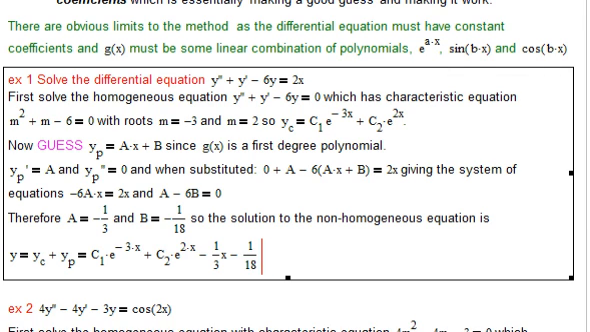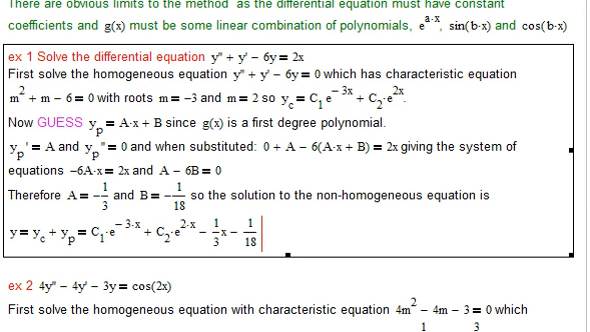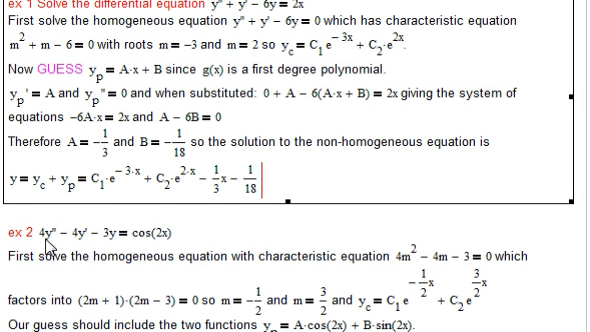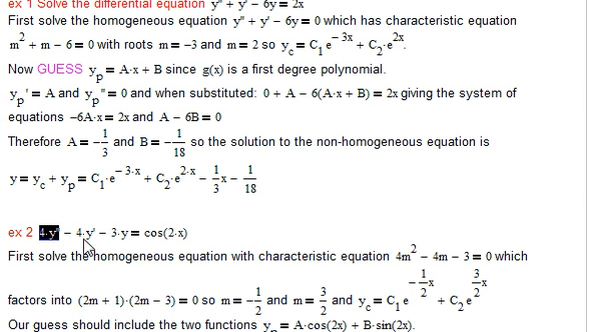So let's look at another one. Okay, here's a second example: 4y double prime minus 4y prime minus 3y equals cosine of 2x.